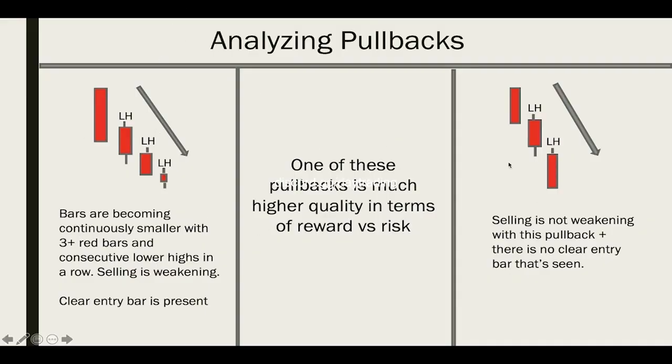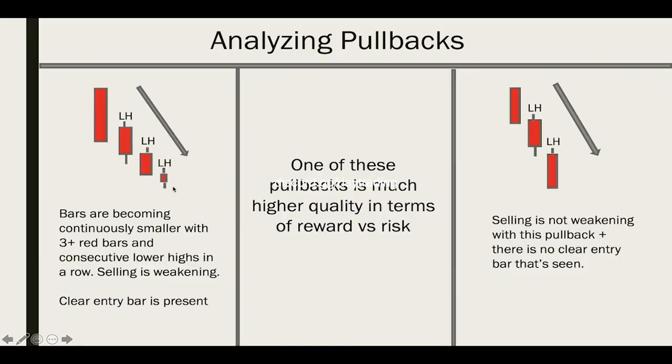When looking at these two pullbacks, which one of these pullbacks is much higher in quality in terms of reward versus risk? Which one is better in terms of reward versus risk? This one or this one? And if you're looking at this one, well, obviously this is the correct answer. The reason this is a better pullback than this one is because, first, the bars are becoming continuously smaller. That's another thing we want to see. These are red bars. If they're becoming continuously smaller, well, what does that mean?